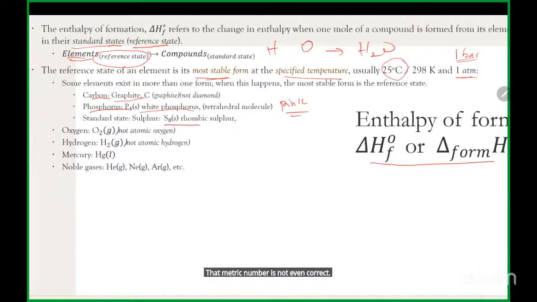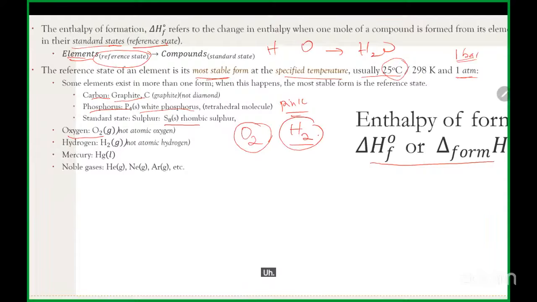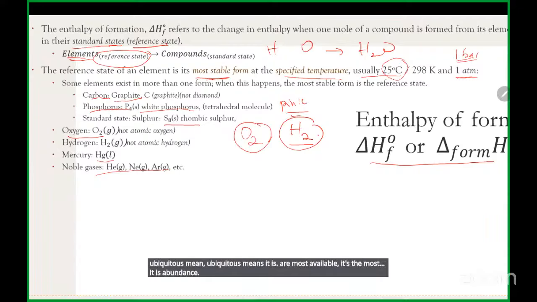Then sulfur also exists in several allotropes. Then you have other elements, for example, oxygen, hydrogen, that exist in their molecular form, and that molecular form is the most stable form at those conditions. It is not H or oxygen. Mercury is liquid, noble gases. So more often than not, what does ubiquitous mean? Ubiquitous means it is most available, it is abundant, it is found everywhere.